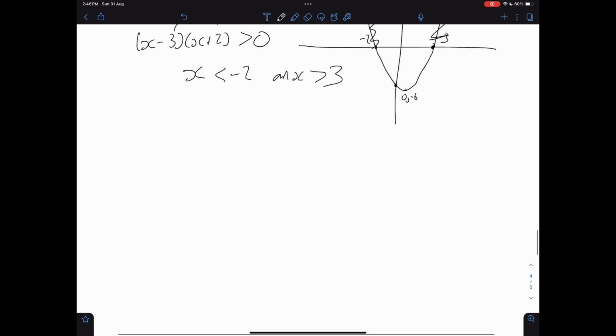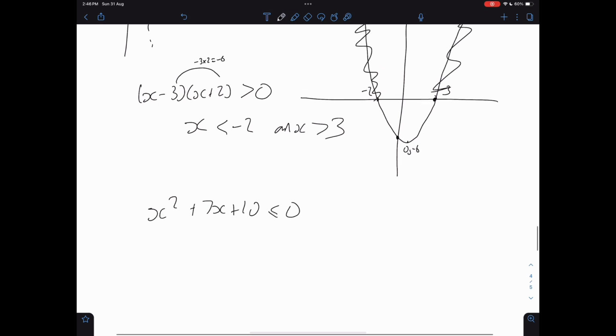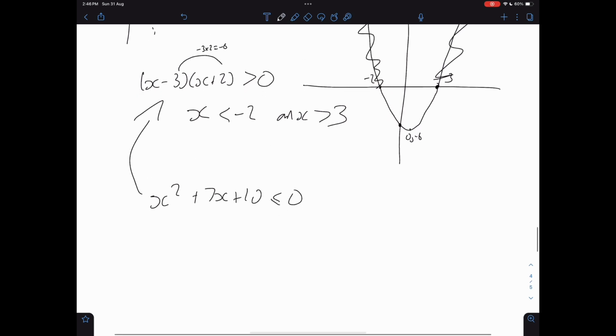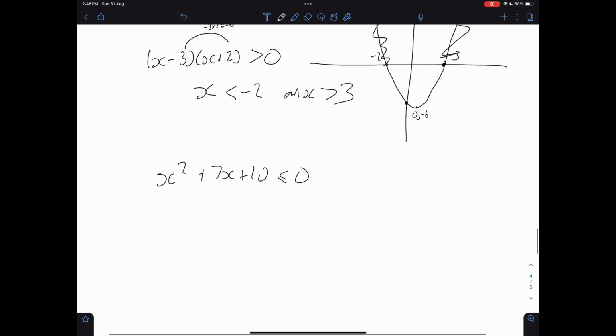Well, let's kick it up a notch and say x squared plus 7x plus 10 is less than 0. It's very easy when you get into a form like this, so let's factorise it and get it into a form like that. Remember, two numbers that multiply to 10 and add to 7: 5 and 2 will work.